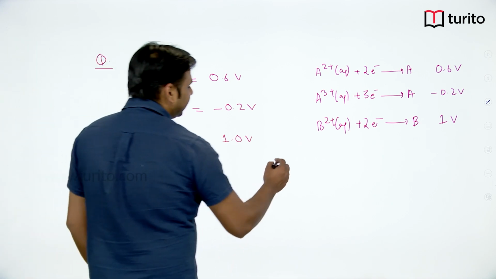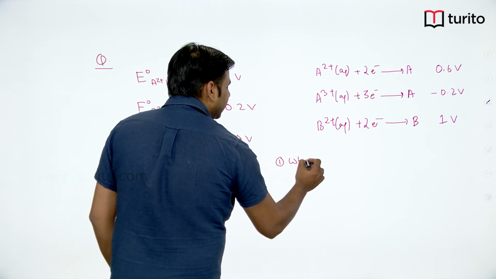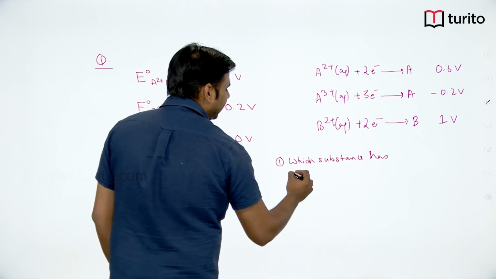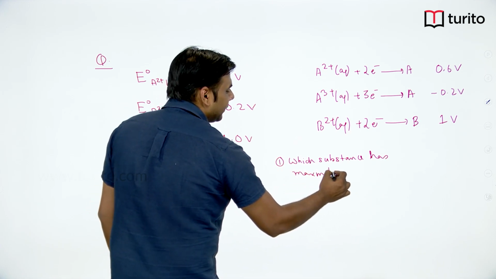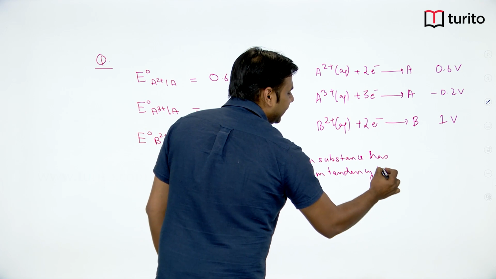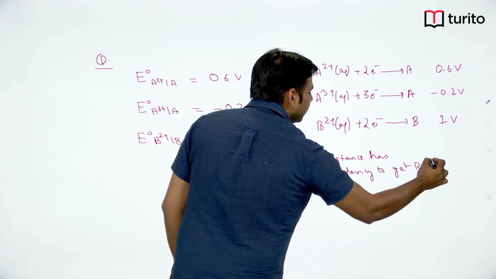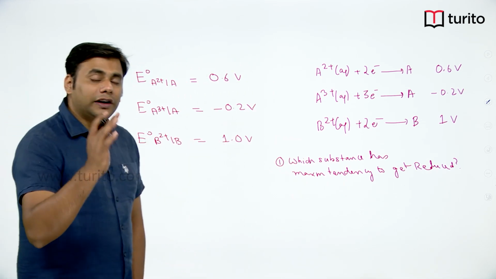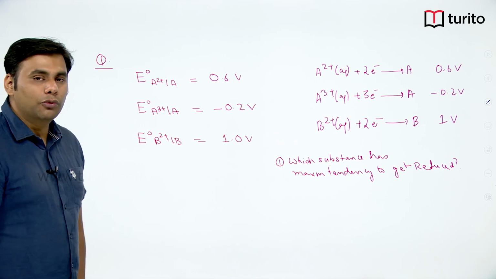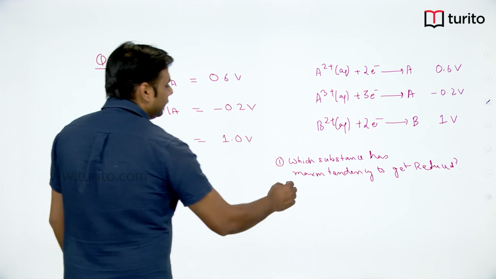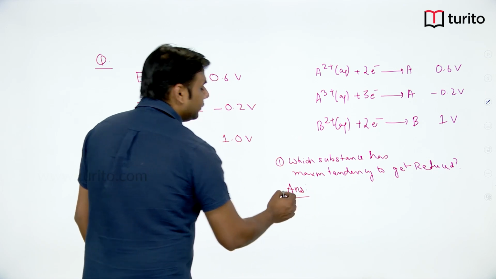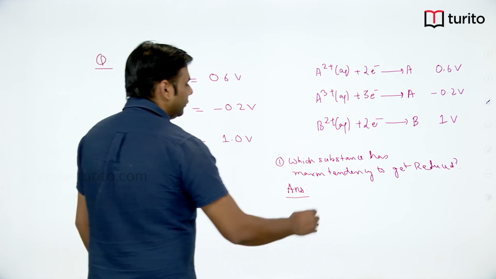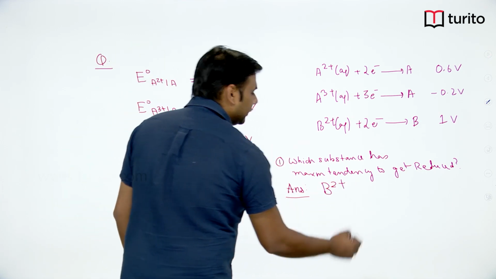Now the question can ask which substance has maximum tendency to get reduced. I have already told you, the substance which is having the most positive value of reduction potential will have the maximum tendency to get reduced. So in this case the reduction potential is maximum for B2+. So B2+ has the maximum tendency to get reduced.